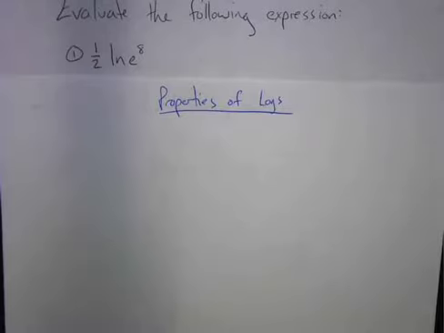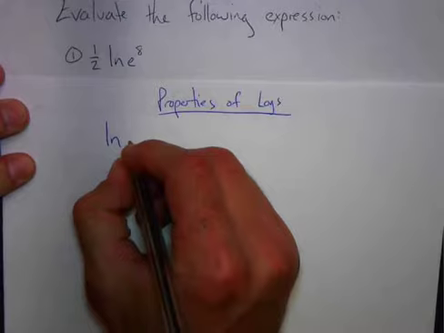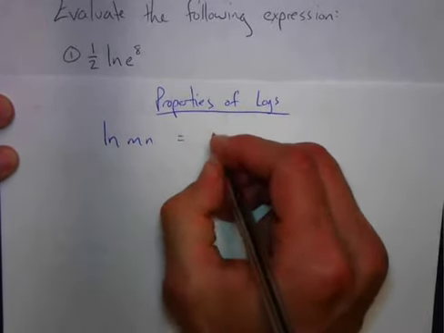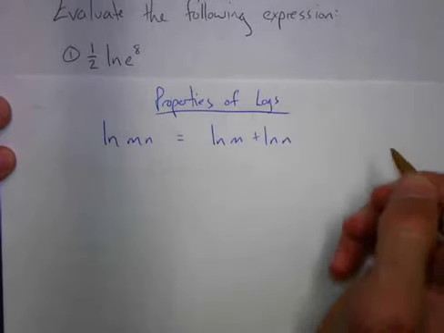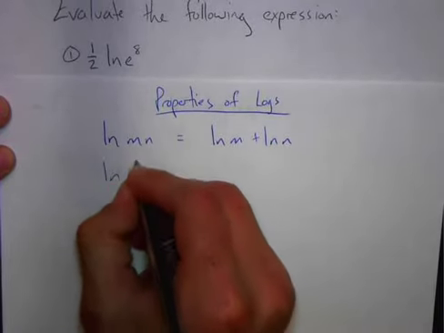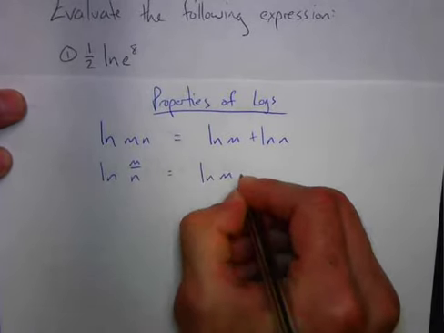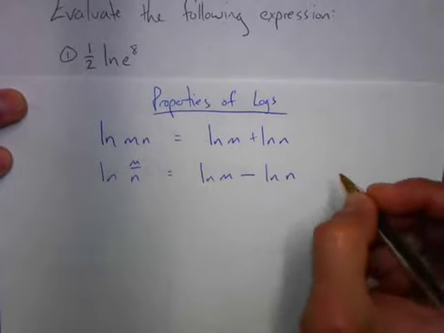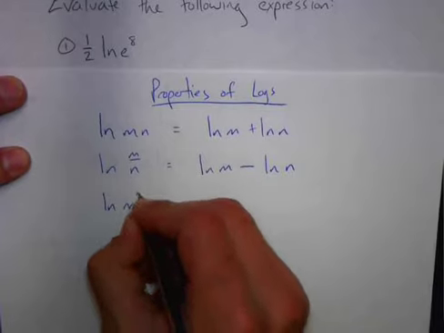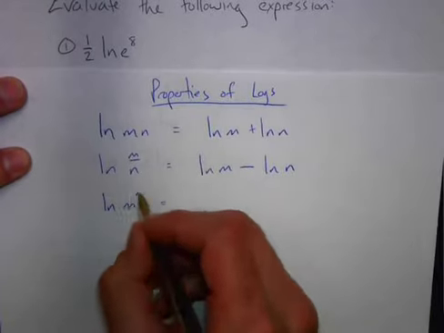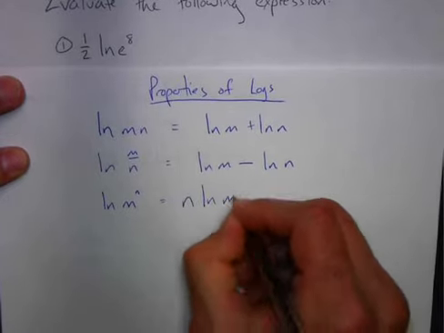Okay, so remember how the properties of log work. The same thing works with ln's. So if you had the natural log of mn, well, that's the same thing as the natural log of m plus the natural log of n. And if you had the natural log of m over n, it's the same thing as the natural log of m minus the natural log of n. And if you had the natural log of m to the nth power, remember how that became the coefficient? It's the same type of thing. It's n times the natural log of m.